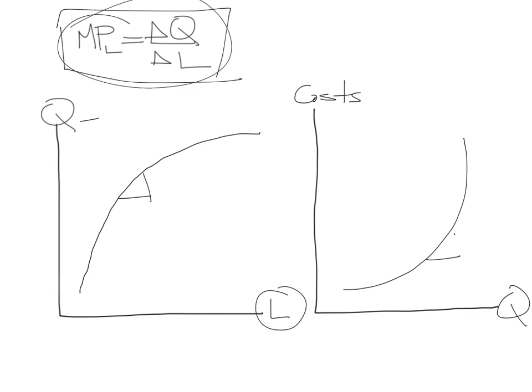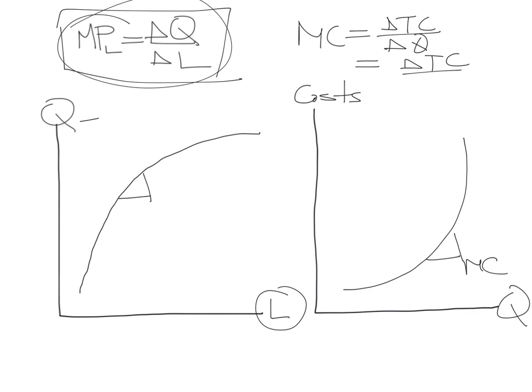And the slope of this curve is called marginal cost. And what it tells you is how much the total cost changes as you change your output by 1. Now, in the short run, since the output is only changing because of the variable input, this equation really becomes the change in total cost over the marginal product of labor.